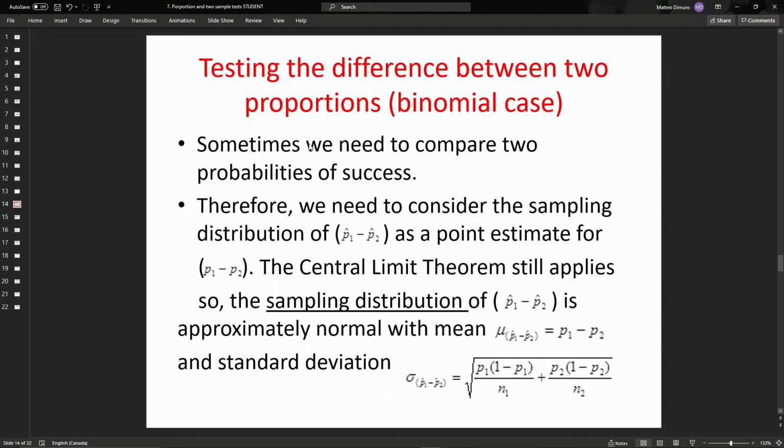Sometimes we need to compare 2 probabilities of success. Therefore, we need to consider the sampling distribution of p hat 1 minus p hat 2 as a point estimate for the actual population proportions. The central limit theorem still applies, so the sampling distribution is approximately normal, with our sample means being equal to our population proportions, with this being our standard deviation. Yowza! Ugh, that's ugly. But there you have it.